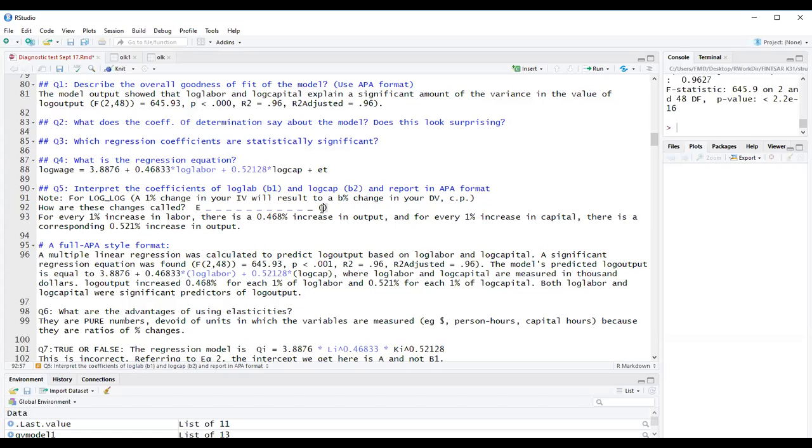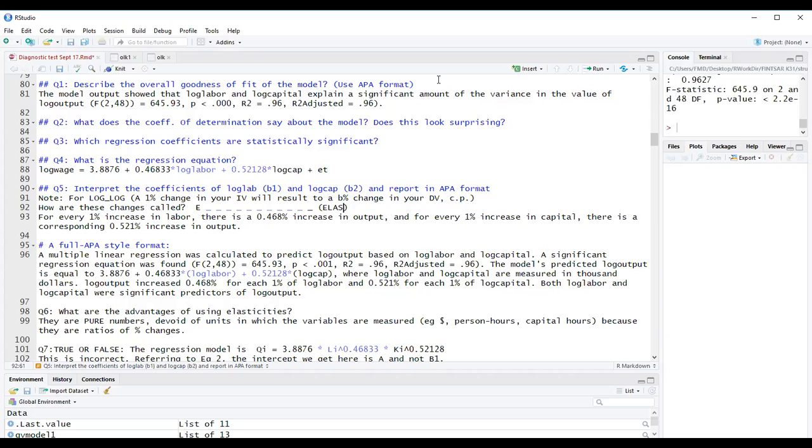Yung percentage change ang tinitingnan natin. Percentage change in one variable leads to a percentage change in another variable. We call it, guys, what? Anyone? Elasticity, sir. Okay, guys, you're correct. Thank you. It's called elasticity. Pag pinag-uusapan natin elasticity, ang pinag-uusapan natin, percentage change in one variable which leads to a percentage change in another variable. Elasticity yon.